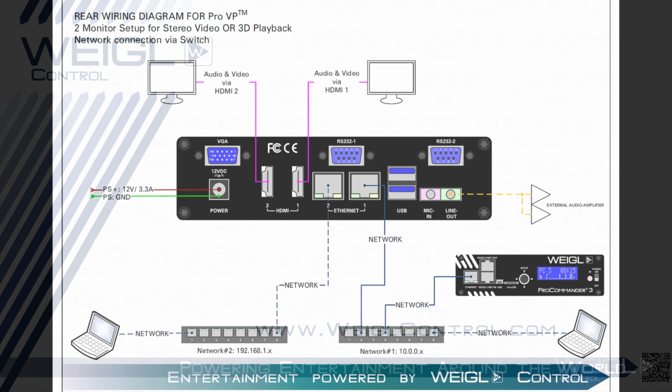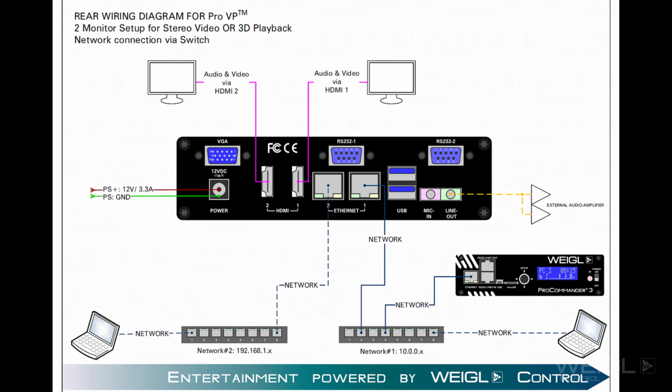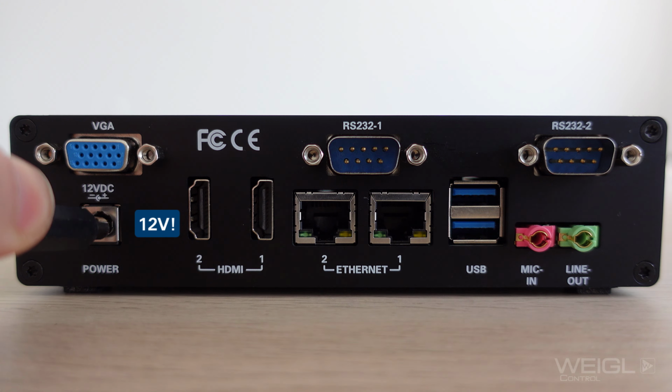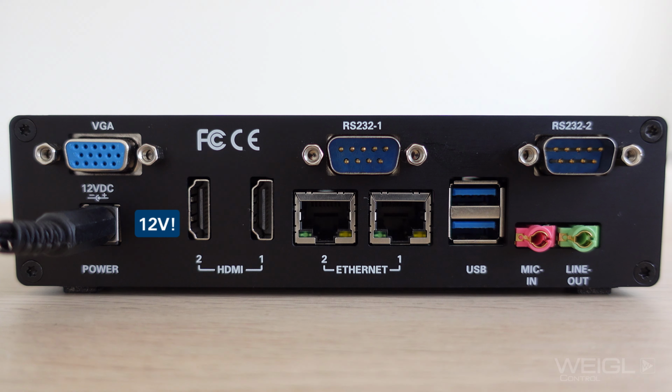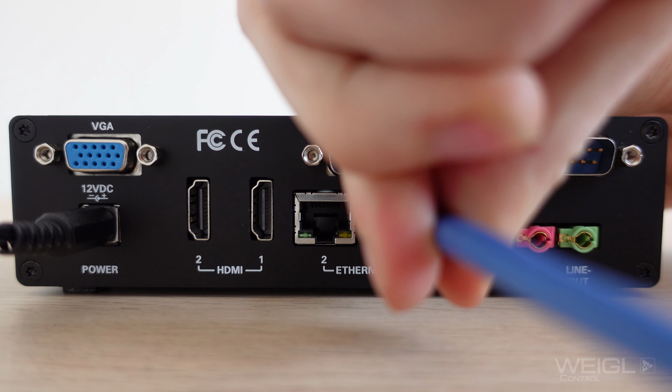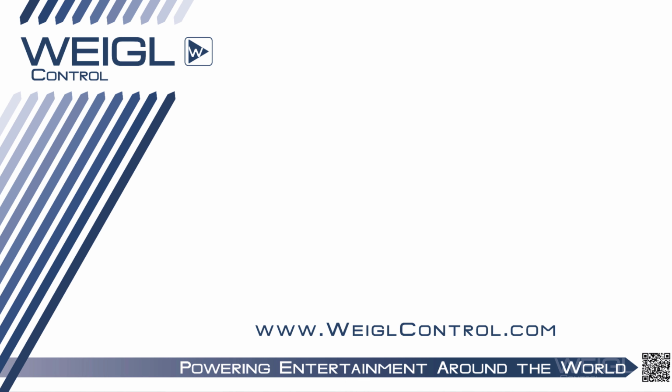Connect your ProVP video player to the computer according to the specifications of the wiring diagram by connecting your 12-volt power supply on the back of your ProVP and also by wiring the Ethernet cable to the Ethernet port 1, which is directly connected to your computer.